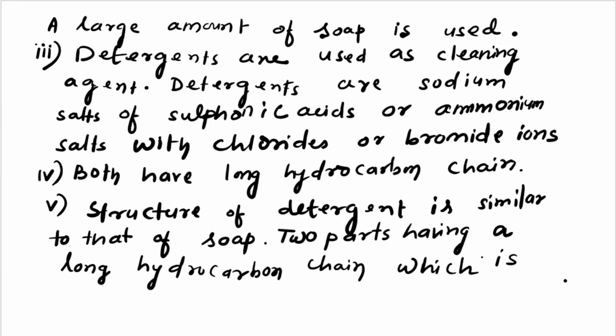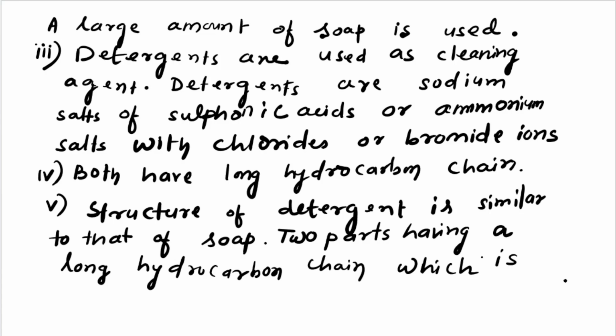Detergents are used as cleaning agents, because they can react with hard water also. With the help of hard water also, one can wash the cloth. So detergents are sodium salts of sulfonic acid and ammonium salts with chloride and bromide. Suppose anybody asks what is a detergent, you can say directly it is a sodium salt of sulfonic acid, or you can say an ammonium salt with chloride and bromide ions. Both have a long hydrocarbon chain.